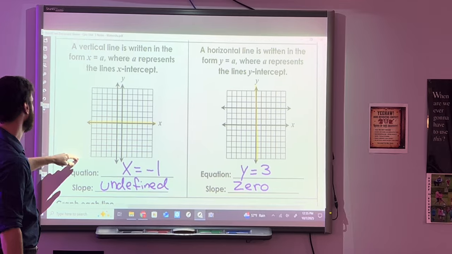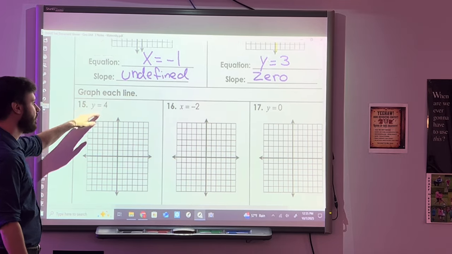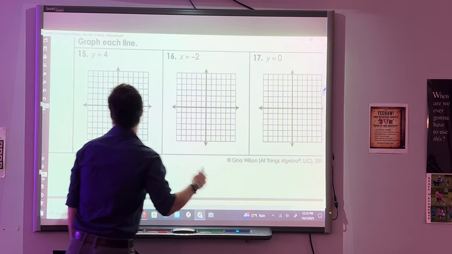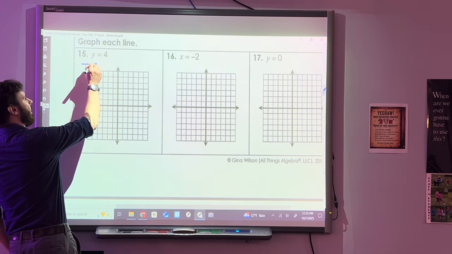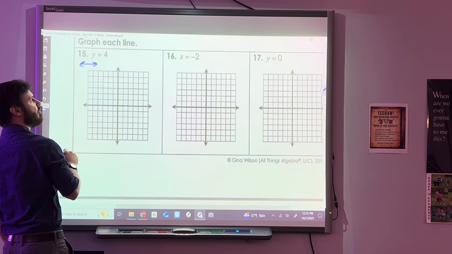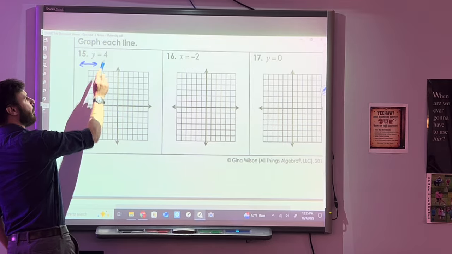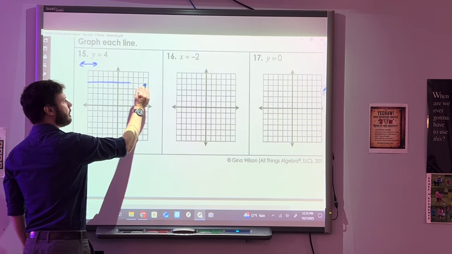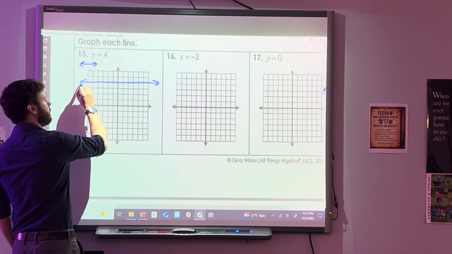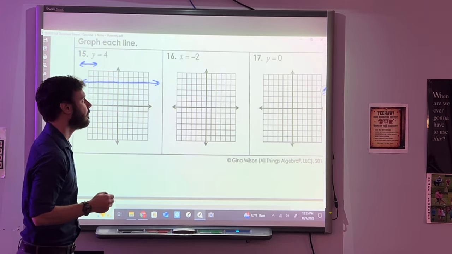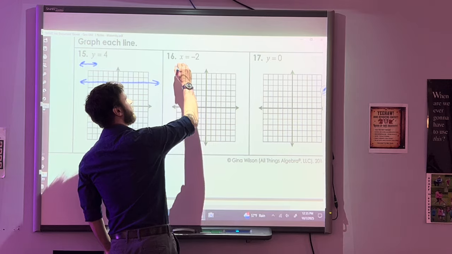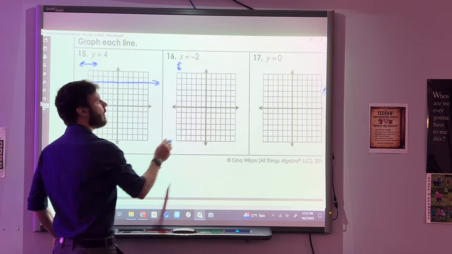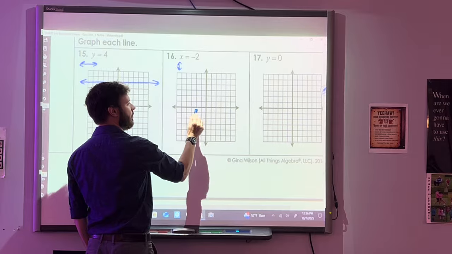No slope like that. So we're going to graph each line. And this is easy, this is quick. We have a y equals, so we know the line is going to be laying flat. And it's going to be laying flat on this floor, the fourth one. 1, 2, 3, 4. Here we have an x line. x is up and down, and it's on that number line. So the number line of -2, 1, 2, over here.